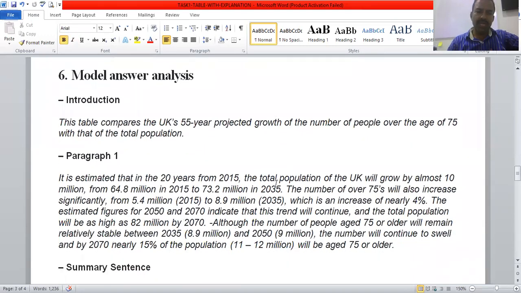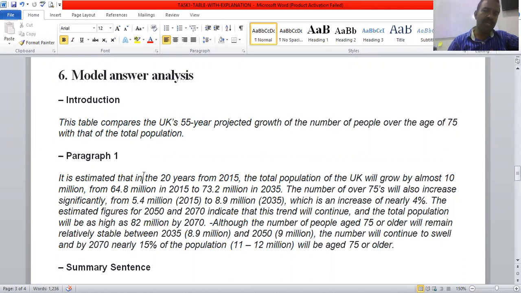So here we can see the same in the model answer. Introduction: the table compares the UK's 55-year projected growth of the number of people over the age of 70 with that of the total population. So this is the introduction. You will not write these headings in your writing task. Okay, these are just for your help.